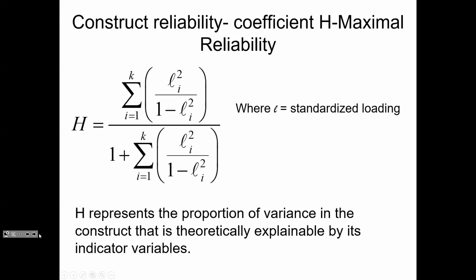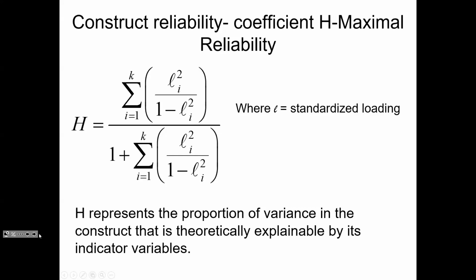So it'd be 0.81 divided by 0.19 for the first item if it has a loading of 0.9, right? Plus, now let's say the next item has a loading of 0.8, so it's 0.8 squared, 0.64, divided by 1 minus 0.64, which is 0.36, so 0.64 divided by 0.36. You're going to add that to the first one, and keep doing this for every item that you have. So for every item, you take the squared loading and divide it by 1 minus the squared loading.